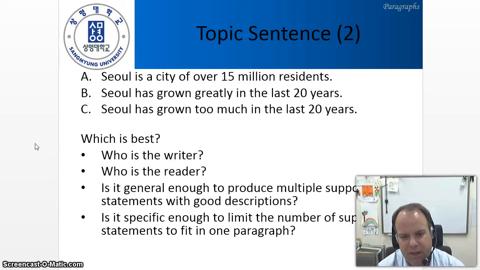So, take a look at these following ones. A. Seoul is a city of over 15 million residents. B. Seoul has grown greatly in the last 20 years. And C. Seoul has grown too much in the last 20 years. Now, think about these three and decide which one is the best topic sentence. Go ahead, you can pause the video if you want and think about it.